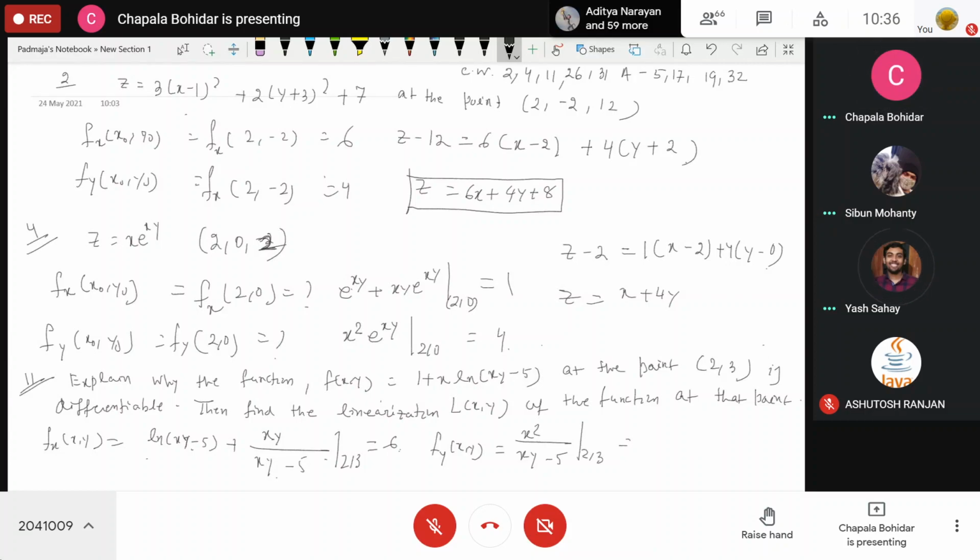we get 4. So the function is differentiable at this point. We are getting 6 and 4, according to the statement of the theorem. Clear? It is clear? Yes, ma'am. Then what is the question asking? Then find the linearization. Okay.